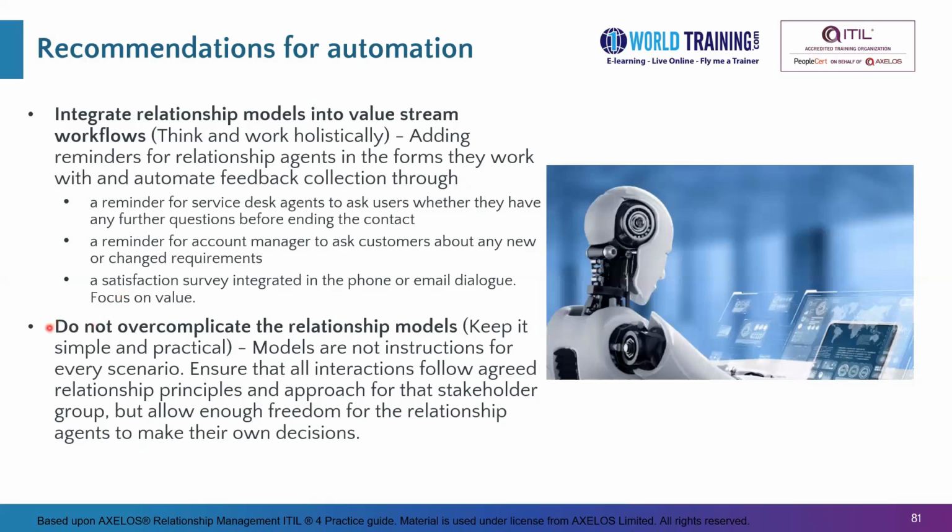Then we have the next recommendation for automation. Do not overcomplicate the relationship models. Keep it simple and practical. Of course, models will have procedures, but they may not be for every scenario. Certain relationship principles should be in place, such as a no blame principle or collaboration principle, etc. But allow people freedom, that is, relationship agents, allow them freedom to make their own decisions while providing certain relationship models for different sets of stakeholders or different stakeholder journeys. Because if there are too many models, there can be confusion and it might become too rigid and inflexible.